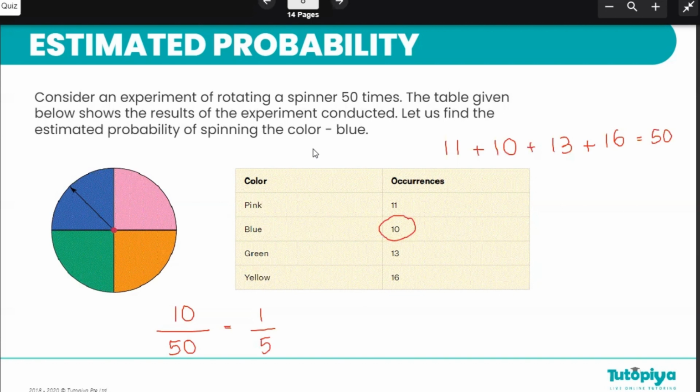Something else that we can remember here is that probabilities don't always have to be given in the form of a fraction. We can also show this in the form of a decimal, which in this case would be 0.2. Or if I wanted to, I can also convert this to a percentage. And to convert a decimal into a percentage, I just need to times it by 100 to give me a value of 20%.